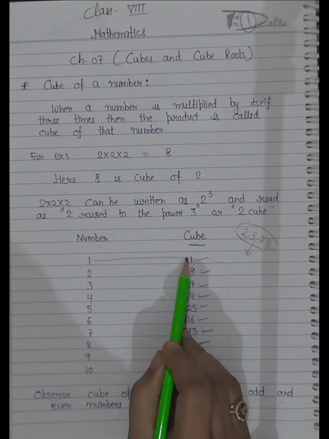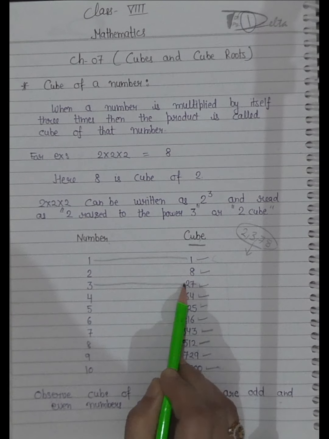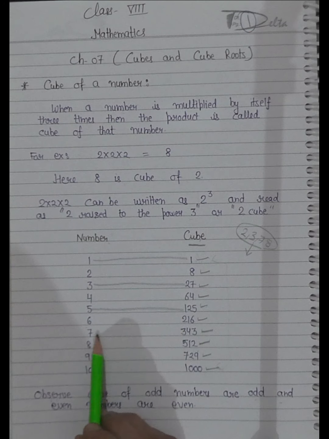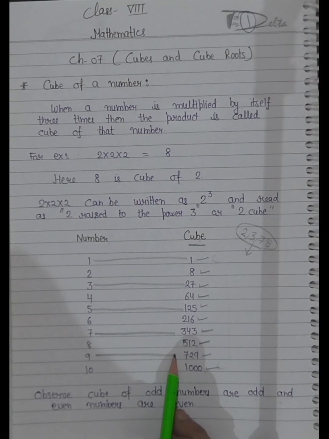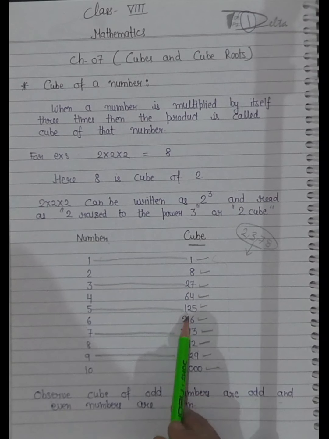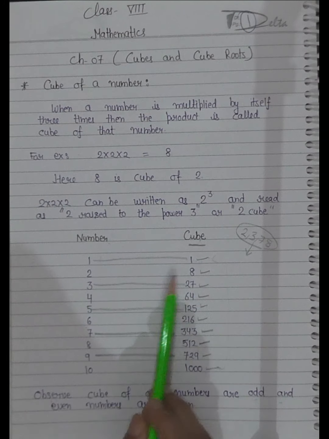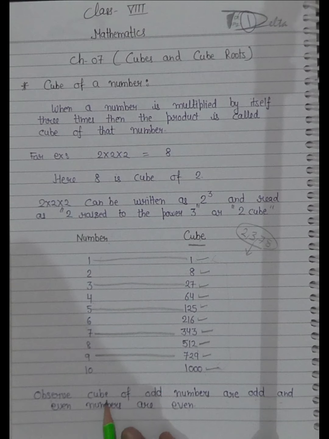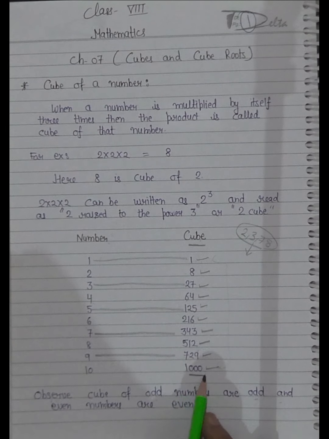See here, 1 cube is 1, 3 cube is 27, 5 cube is 125, 7 cube is 343 and 9 cube is 729. All these numbers are odd and their cubes are also odd, and the remaining ones are even numbers. It means the cubes of odd numbers are odd and the cubes of even numbers are even. And also, if there are zeros in the cube, then the number of zeros is a multiple of 3.